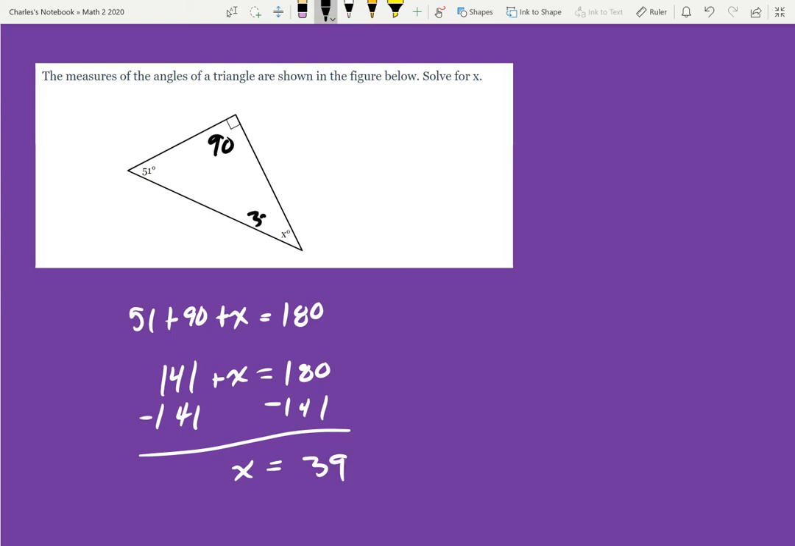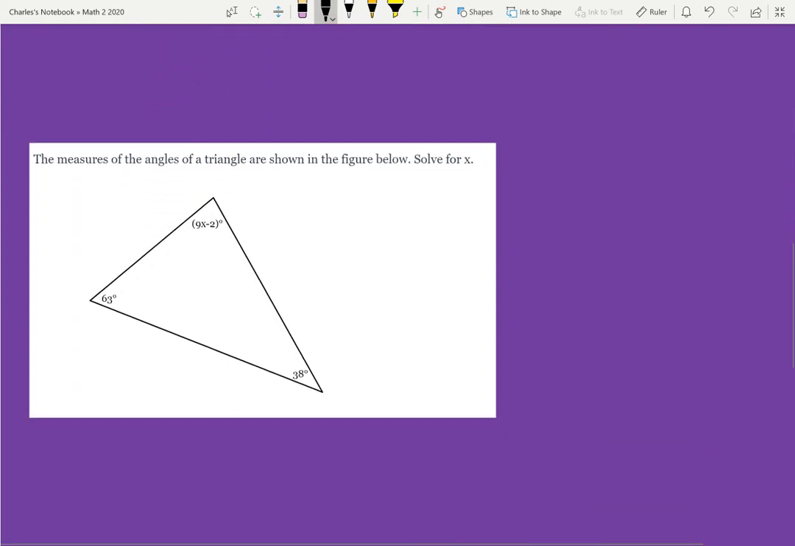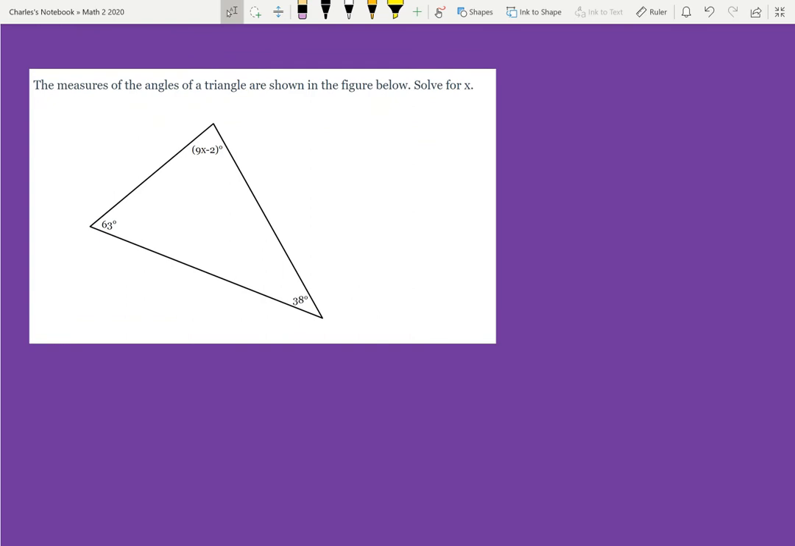And then you can think 39 here. One thing that you'd notice in a right triangle is the two angles are going to be complementary, meaning they add up to 90. 51 plus 39 does add up to 90. So we're good.